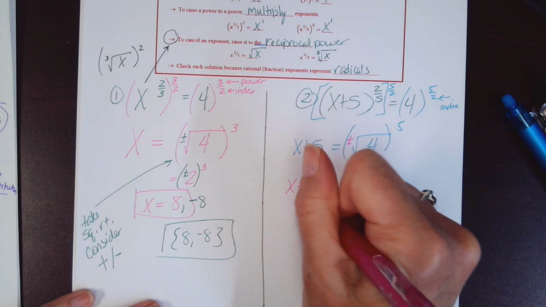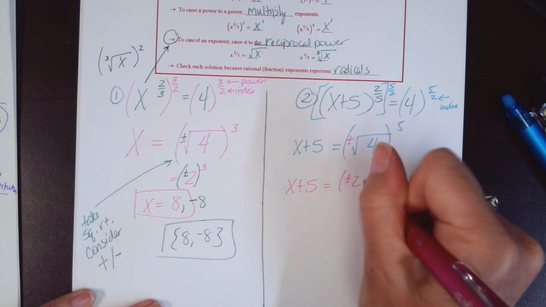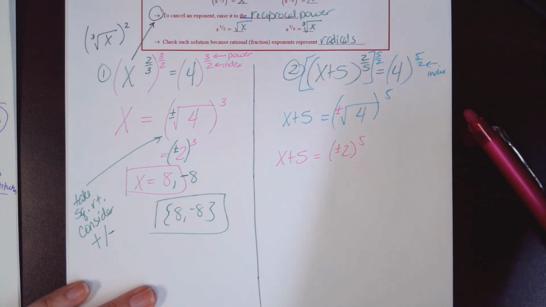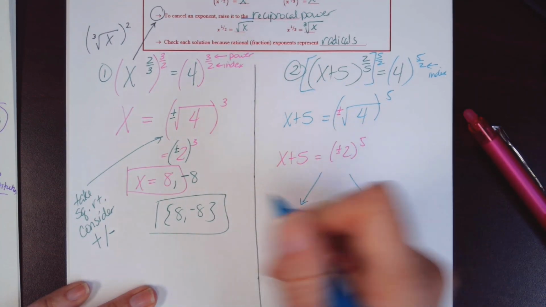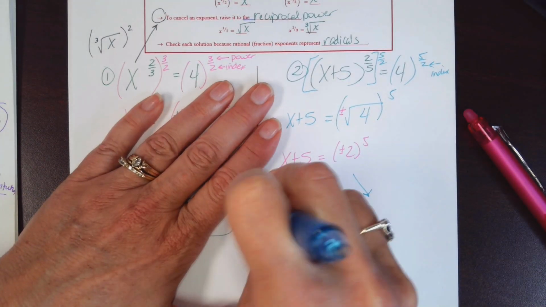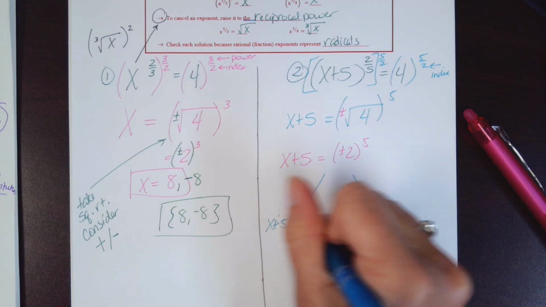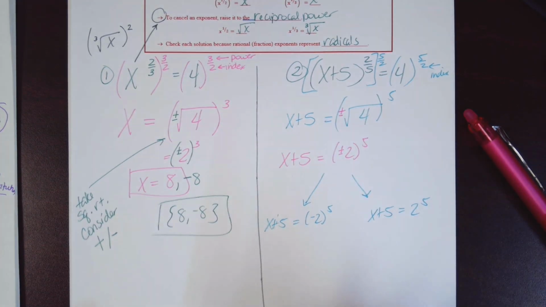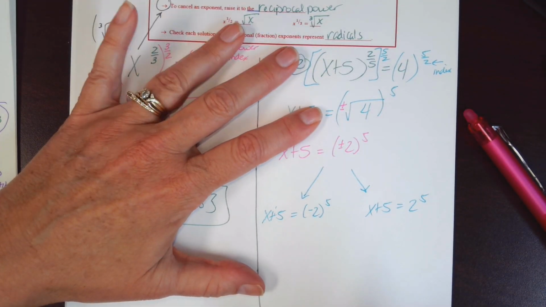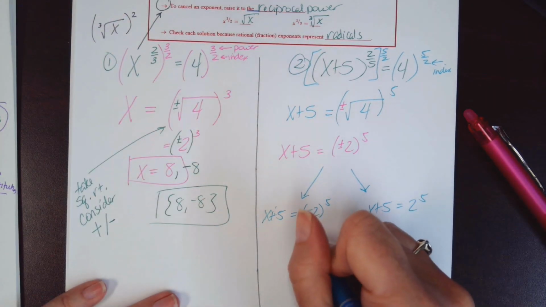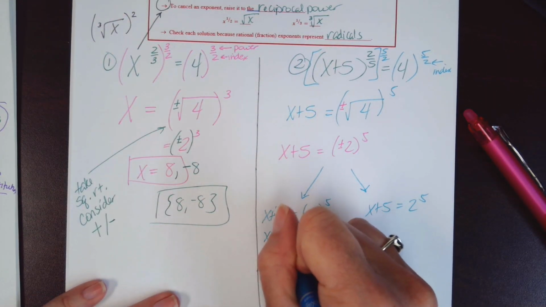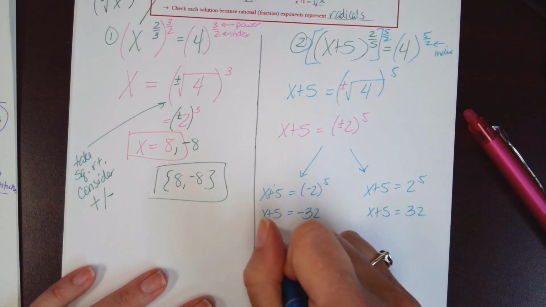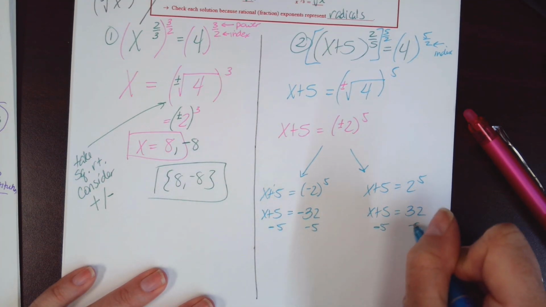So I've got x plus 5 equals positive or negative 2 raised to the 5th power, which means I have to work two different equations to figure this out. I've got x plus 5 equals a negative 2 to the 5th, and I've got x plus 5 equals positive 2 to the 5th. Well, 2 times 2 is 4, times 2 is 8, 16, and then 32. So this is going to be a negative 32. This one's going to be a positive 32. In both cases, I have to subtract 5 to move that 5 over and solve.